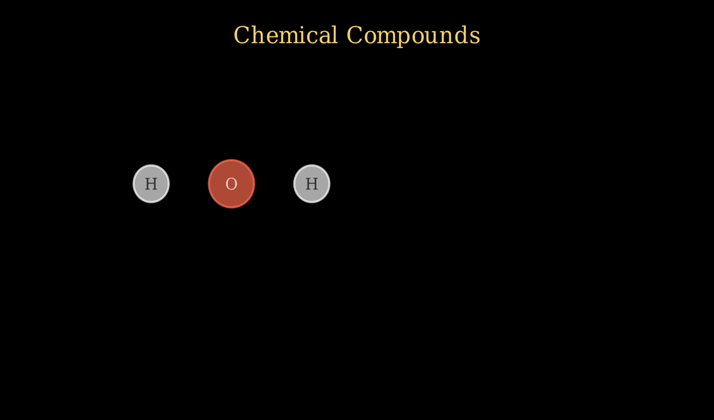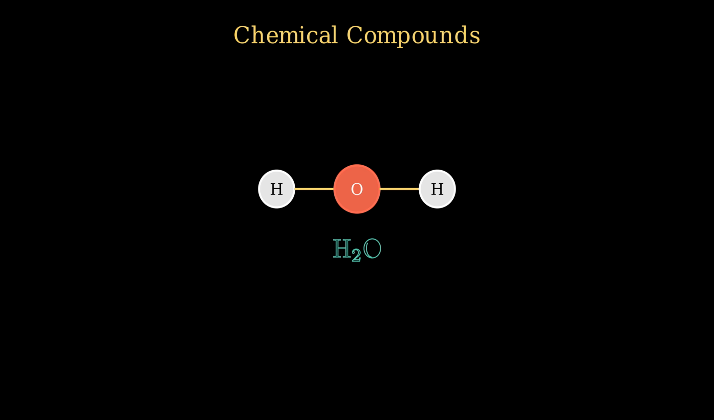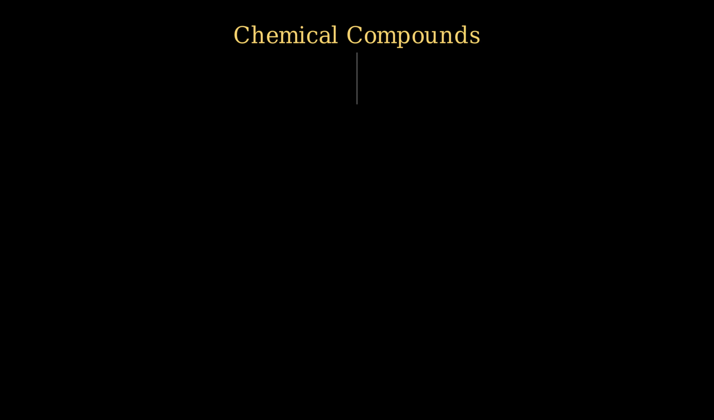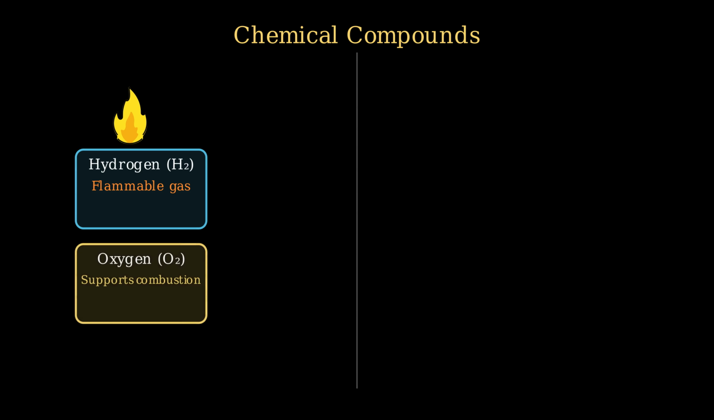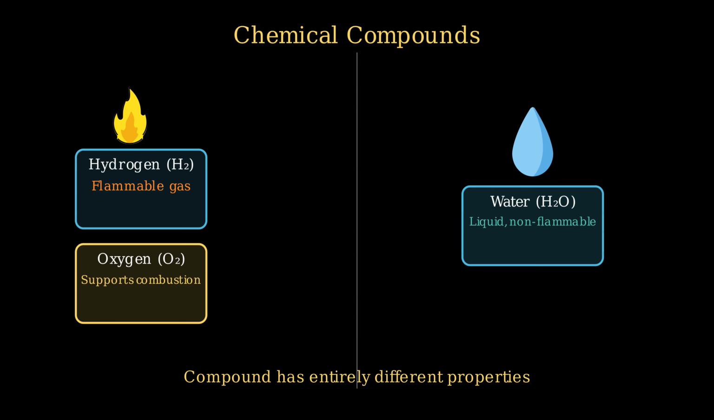A compound is formed when two or more elements chemically combine in a fixed ratio. Unlike mixtures, the elements in a compound are bonded at the atomic level. The properties of a compound are completely different from the properties of the elements that make it. Hydrogen is a flammable gas. Oxygen supports combustion, but water is a liquid that extinguishes fire.